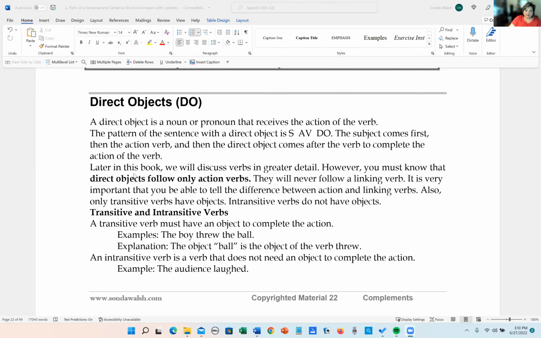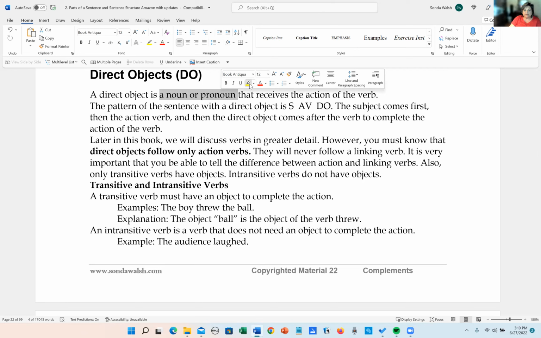We're going to talk about direct objects. So the first thing you need to know is, take your highlighter and highlight that a direct object is either a noun or a pronoun. That's an important distinction that you need to know, that it's going to be a noun or pronoun that we're looking for.